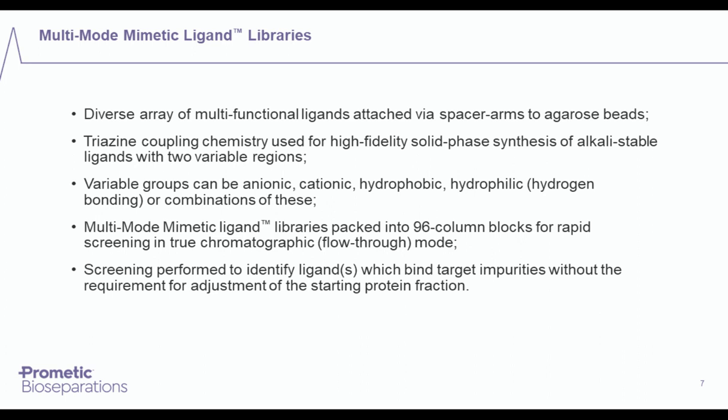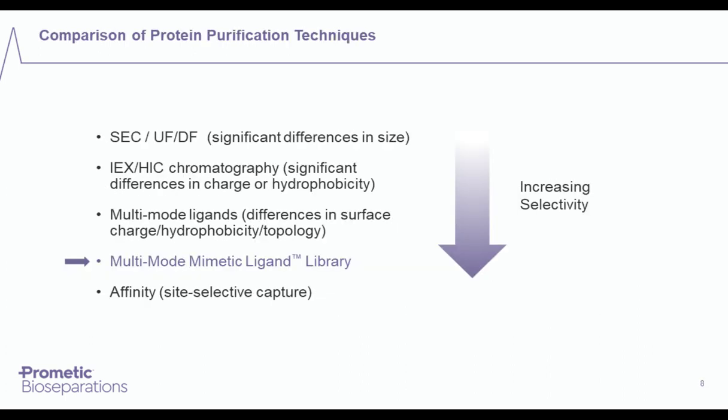The plate itself consists of a block of 96 microcolumns. Each column has a packed volume of 0.25 ml, or 250 microliters, and they are arranged in a conventional 12 by 8 array format. This enables rapid screening to identify the ligand which is best suited for capture or polishing of the target protein without the need to adjust or optimize the starting protein solution.